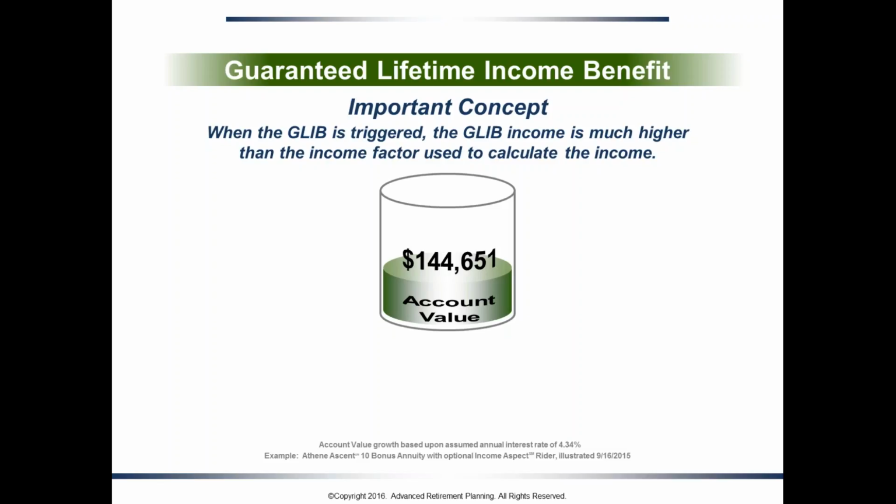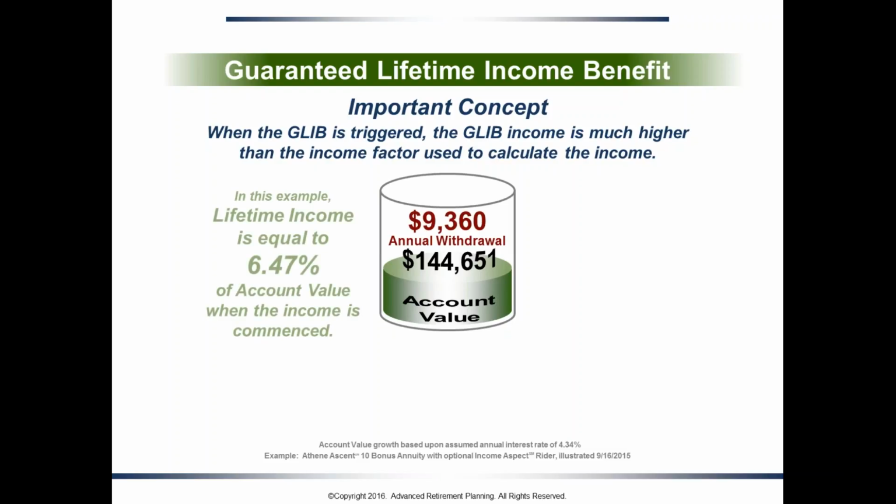So at the time in our example that we triggered this GLIB, our account value is $144,651, and our withdrawal is $9,360. That $9,360 relative to that account value is 6.47% of the account value. The factor that we used to determine it was only 4.5%, but the actual income is 6.47% of the account value at the time we commenced that income.